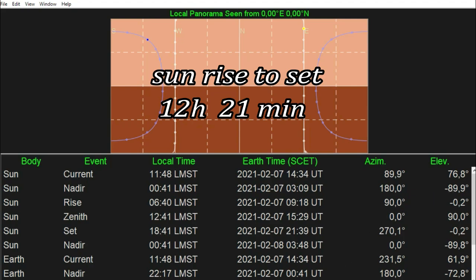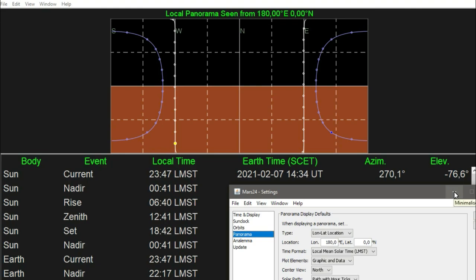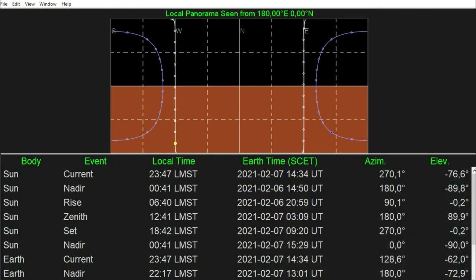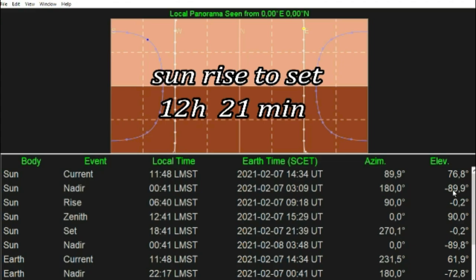Let's move 180 degrees to the opposite side on the same moment. Sunrise 20:59, sunset 9:20. So how is that possible? This sunrise to sunset is about 42 minutes shorter than the sunrise to sunset exactly on the opposite side on the prime meridian on the equator. Well, that is Mars's equinox, I think. So that means Mars rotates 42 minutes slower on the prime meridian.